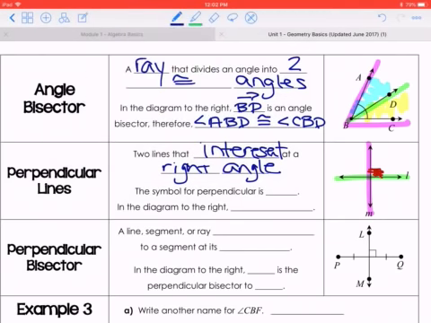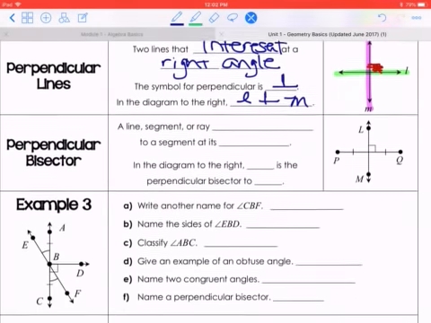Now the symbol for perpendicular looks like an upside down capital T. That's the symbol, so you don't always have to write out the word. You can use the symbol. And in the diagram to the right, we could say that line L is perpendicular to line M. All right.